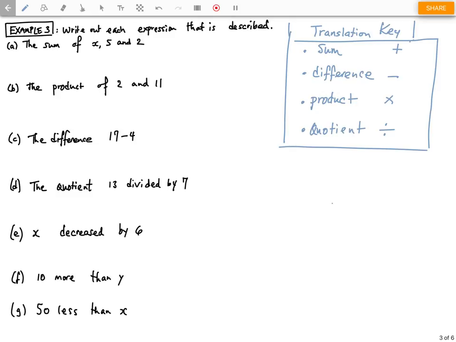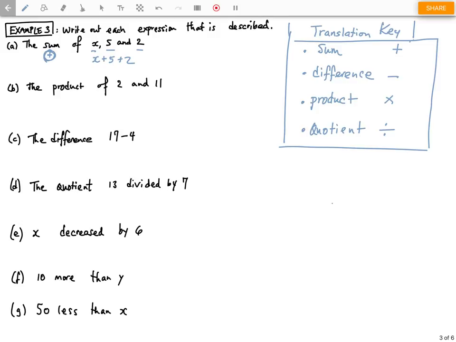Okay, so in problem number 3, let's look at the example 3a. It says the sum of x, 5, and 2. Let's go to our translation key to the right. The sum means plus, right? You add. So if the sum of x, 5, and 2, you're summing or adding x plus 5 plus 2. So that's a possible answer.